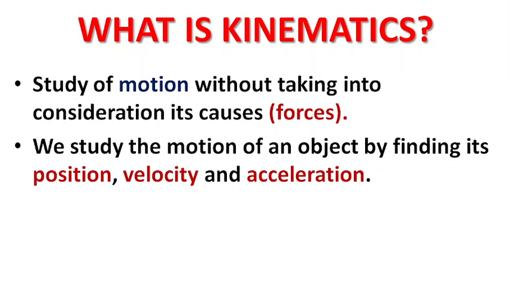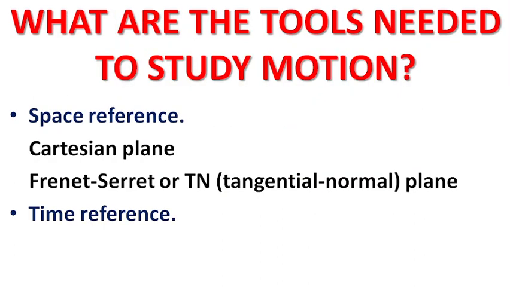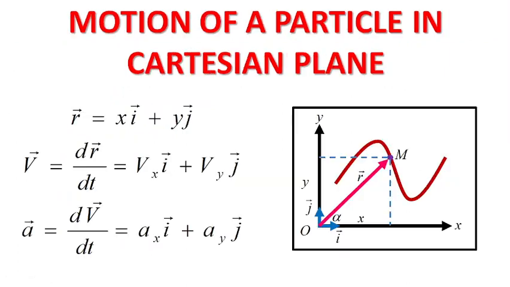Now, to do this, what do we need? We need tools, and these tools are space reference and time reference. Examples of space reference: the Cartesian plane and the Frenet-Serret or tangential-normal plane. These two planes enable us to find the position, and from position we can find the velocity and acceleration.